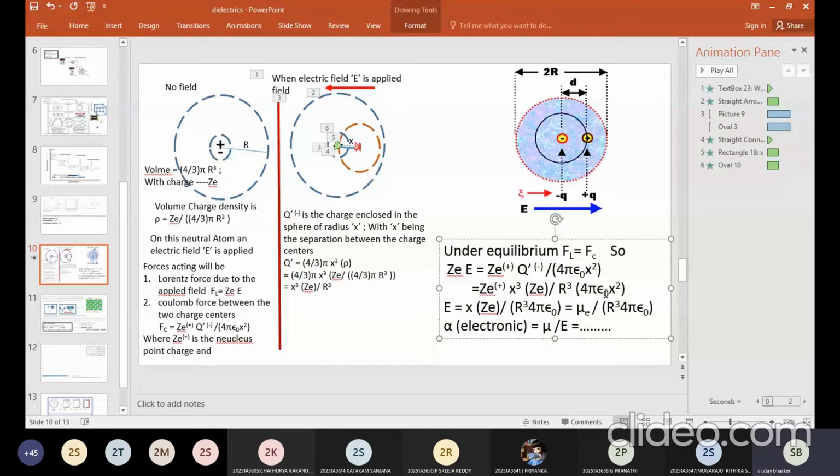ZE. Okay, this is the expression. Anyway, from this expression you calculate what is electronic polarizability?